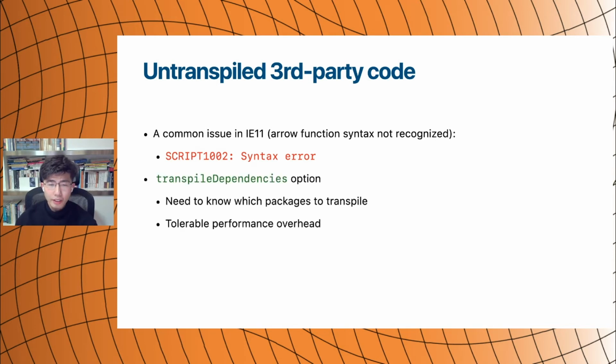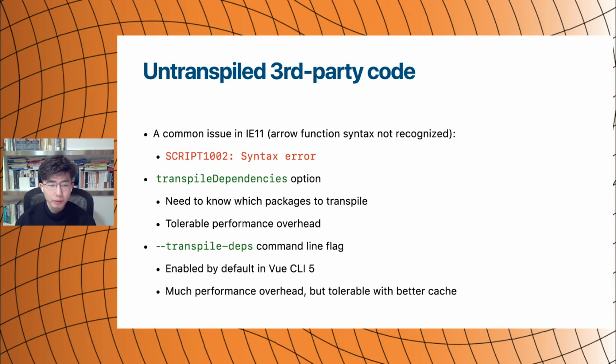So in Vue CLI 3 and 4, we used a transpileDependencies option to help solve this problem. But this introduces another level of complexity, because to use this option, you need to know exactly which dependencies are to blame. So in Vue CLI 5, we try to solve this problem in a different way. There will be a transpile depth command line flag, which is enabled by default when you execute any Vue CLI command.